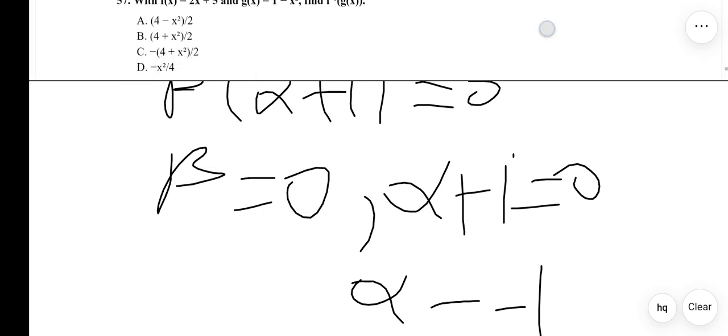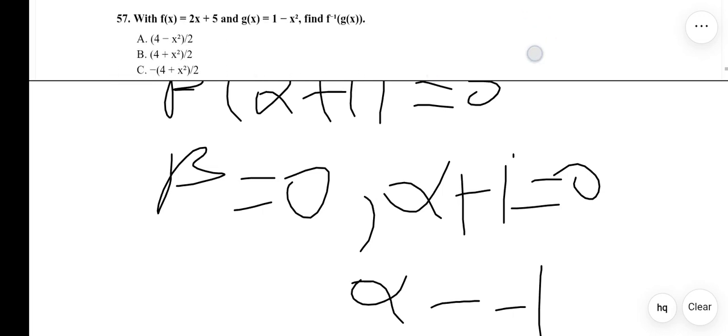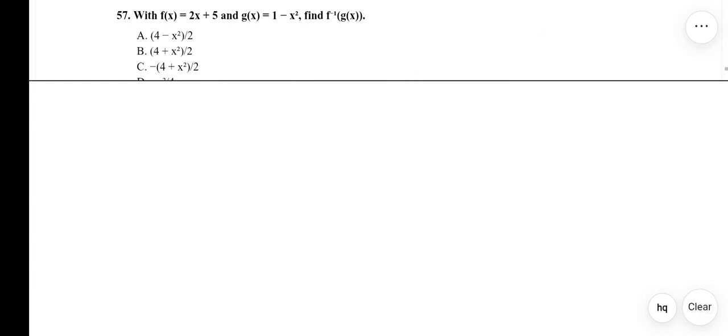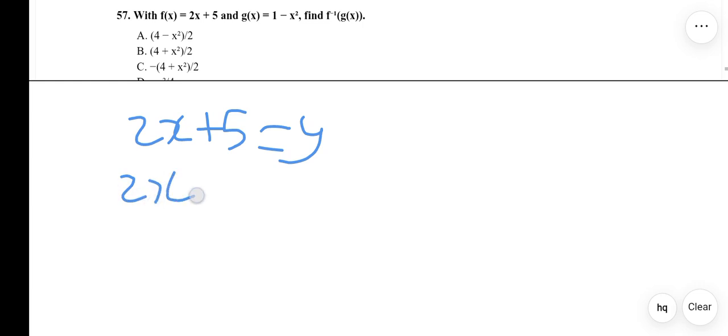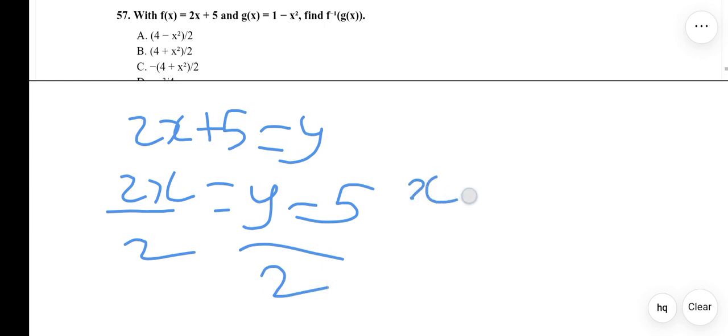Do you get? So for 57, I have that if f of x is 2x plus 5 and g of x is this, I was asked to find the f inverse of g of x. I've taught us the two methods you can use. The first one is to use the normal method to first find the f inverse of x. Since my f of x is 2x plus 5, I can equate it with y. So then I'll make my x the subject, so that will be 2x is equal to y minus 5. Then I'll divide both sides by 2. So that means my x is equal to y minus 5 all over 2.